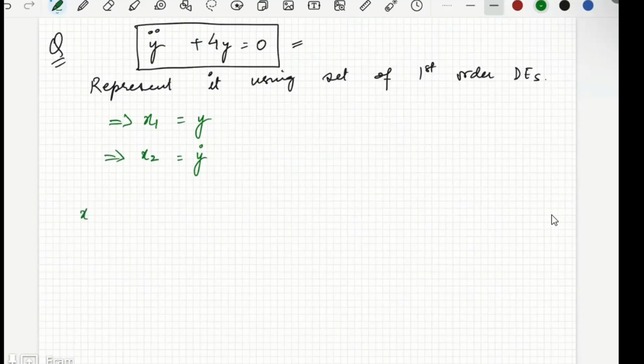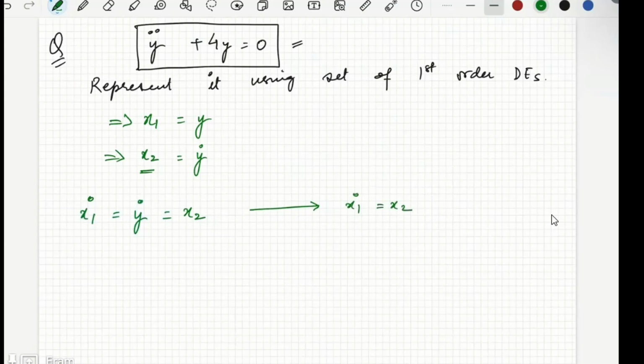Now let's find out x1 dot, that is dx1 by dt. This will be nothing but y dot. And what is y dot in our case? It is equal to x2. So this gives us what? x1 dot equals to x2.